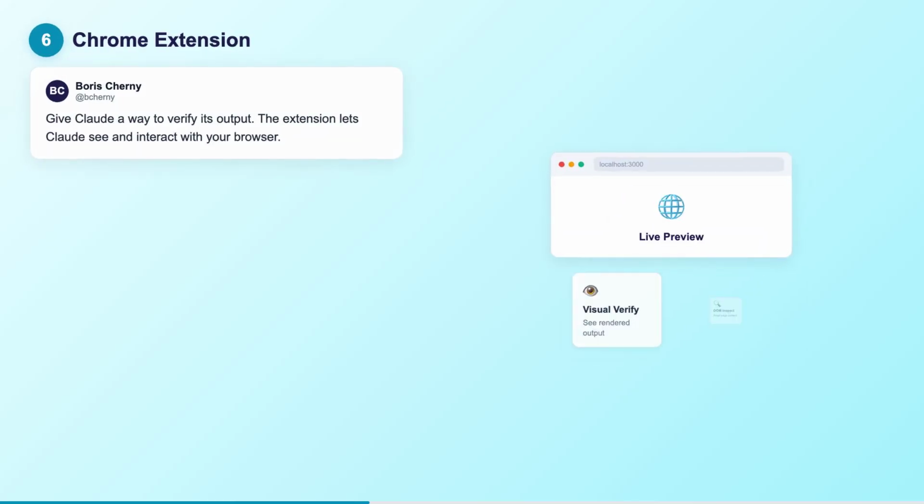Tip 6: Chrome extension for frontend. Boris says the key principle is give Claude a way to verify its output. Once Claude can see the browser, it iterates on web code until it looks right. It's like pair programming with an AI that has eyes.